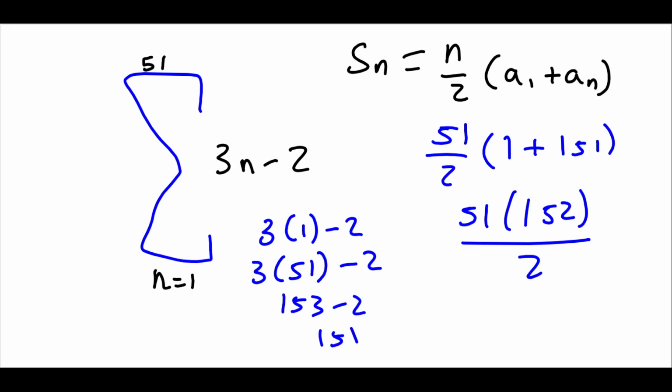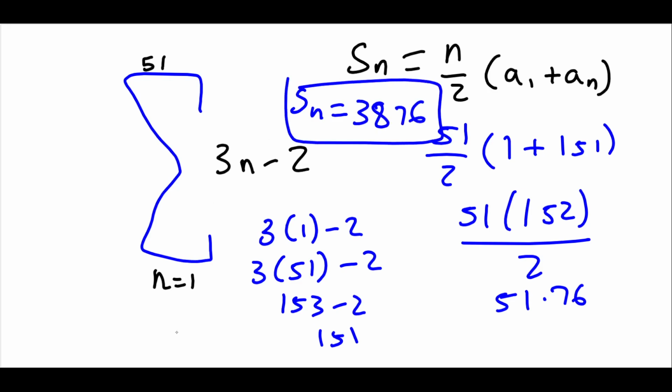We could have just done 51 times 76. Anyways, 51 times 76. So we should get S sub n equals 3,876. So the sum from 1 to 51, with the sequence 3n minus 2, think about it here.